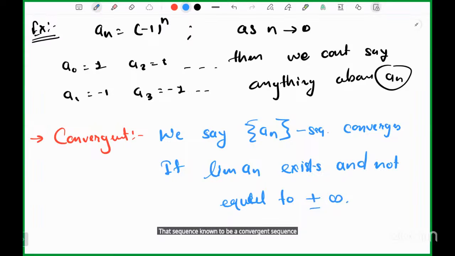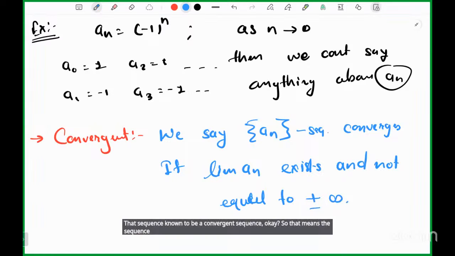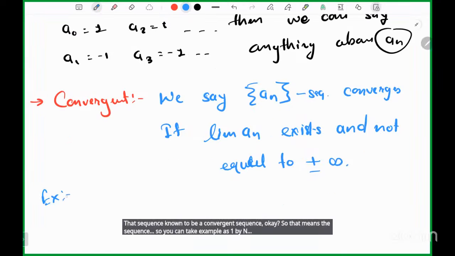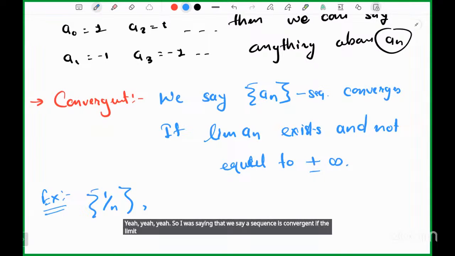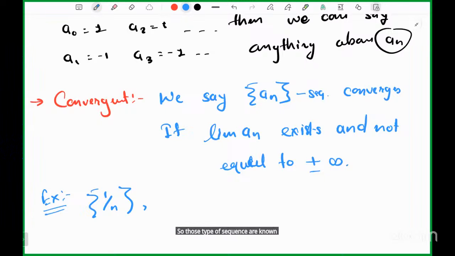Samiksha, we lost you for the last 10 seconds. Can you repeat what you said about convergent? Yeah. I was saying that we say a sequence is convergent if the limit exists and that limit is not equal to plus or minus infinity. Those types of sequence are known to be convergent sequences, and we say it converges to the limit.